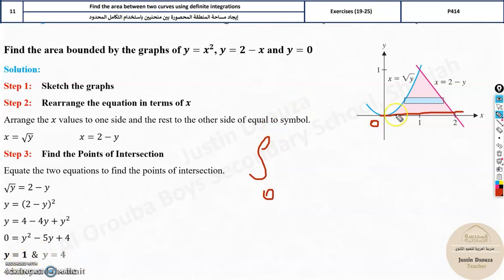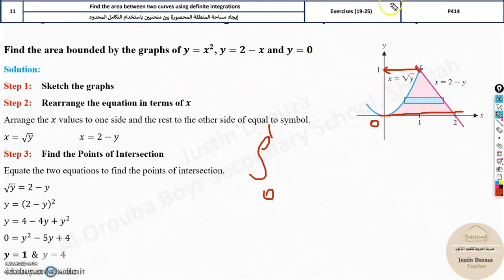We got 1 and 4. So 1 is the nearest one. So the first intersection point is at 1. So we will take 0 and 1. If it was minus 1, minus 4, we would have taken minus 1 to 0. Okay, always the lower value to upper value. But the problems will be accordingly given.